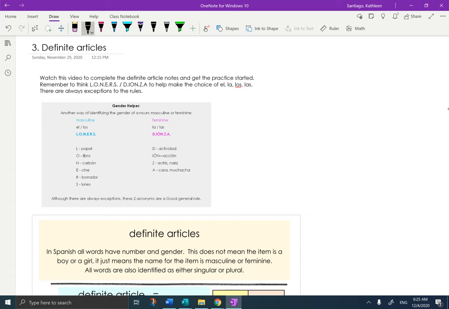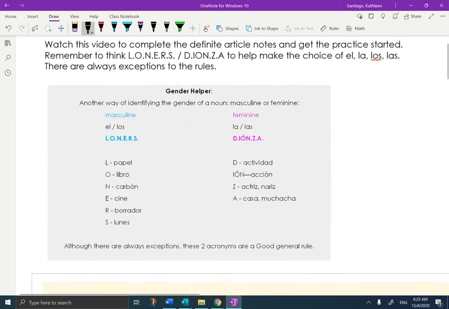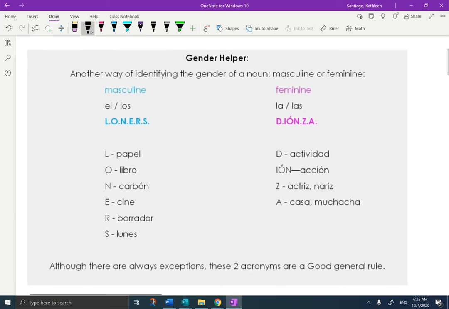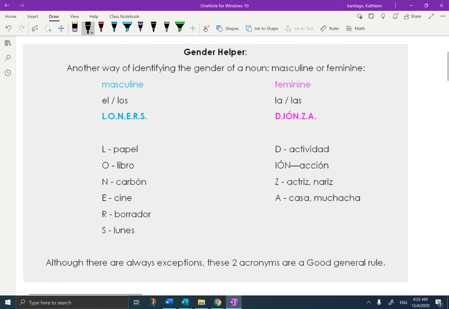There are always exceptions to the rules. So what are we talking about with LONERS and DIONZA? Well, if you're at home, you didn't really go over this with me in class, so let's take a look at this visual. It says, gender helper. Another way of identifying the gender of a noun, whether it's masculine or feminine. If it's masculine, meaning it takes el or los as the definite article, you can use the acronym LONERS, L-O-N-E-R or S. If a word ends in one of those letters, it is most likely masculine.